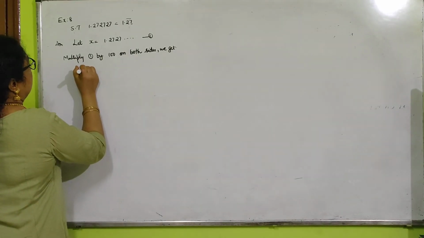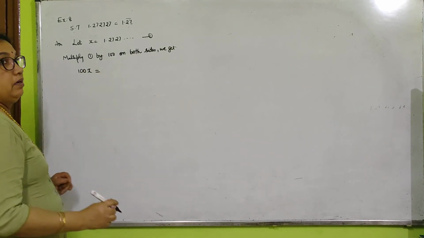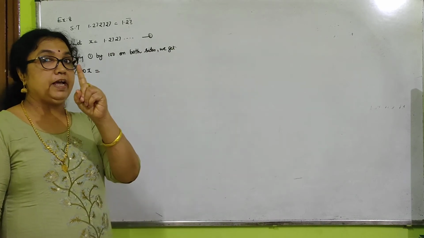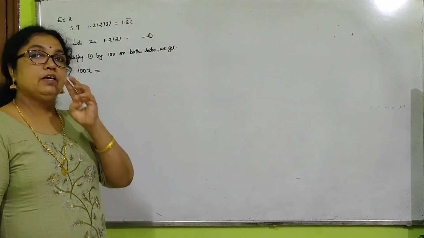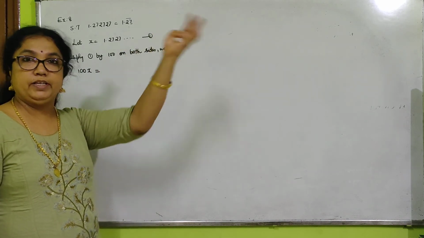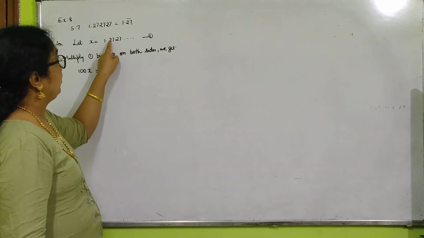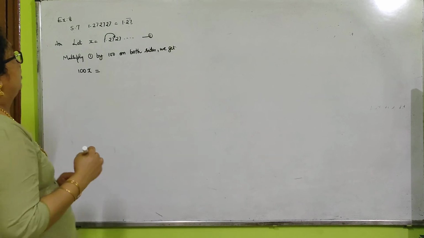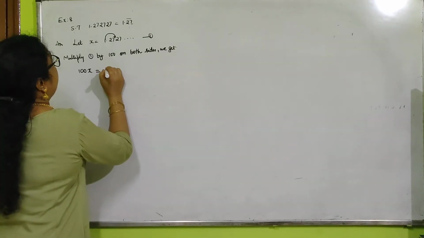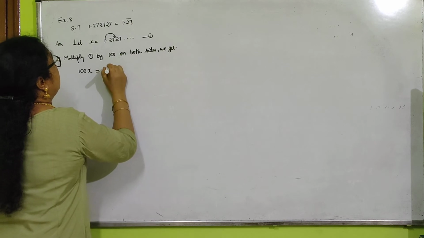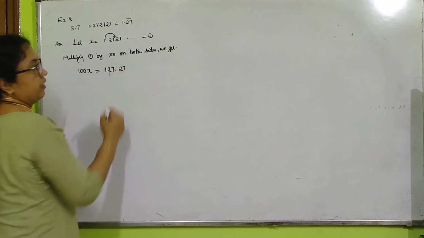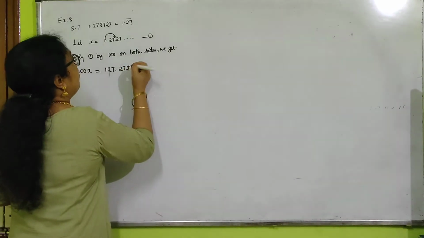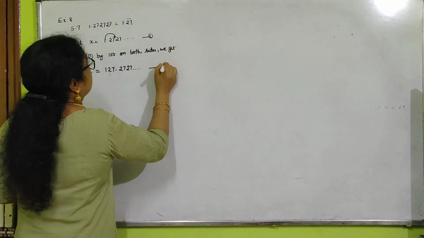100 into x, 100x. When you multiply by 100, how many digits do you move the decimal to the right side? For 10 it is only 1 digit. If it is 100, you have to move the decimal 2 digits to the right. Means this point in 1.27 will come to this side, like this. Understood? So the decimal has moved, and we get 127.27. Here I have written 2727, so that is the second equation.